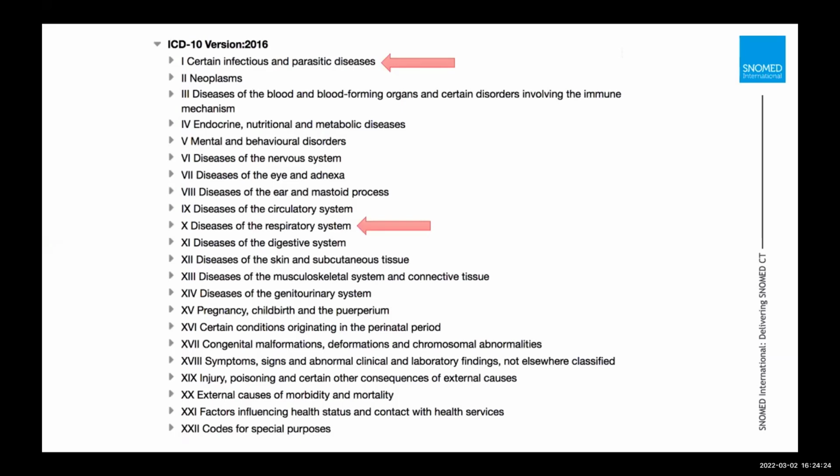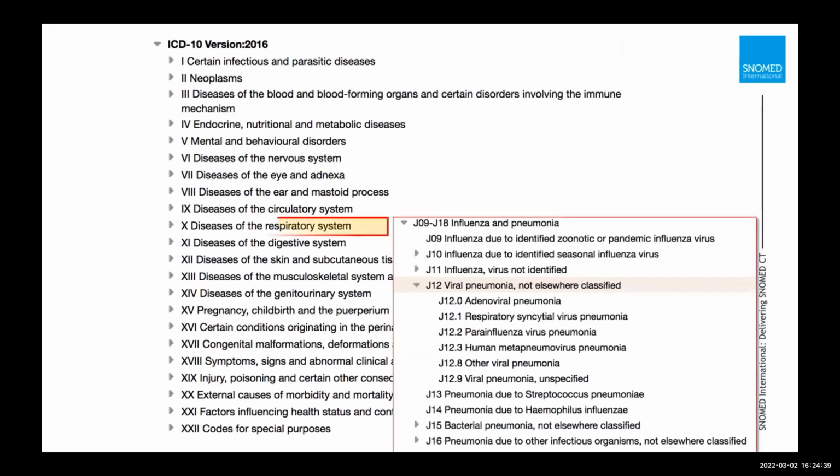So in theory, it could be in both chapters, but we know that in a classification, it can only exist in one of these chapters, because in a classification, codes can only be grouped into a single category. If we look inside chapter 10, which has the disease of the respiratory system, we see that this chapter contains the codes that start with the letter J. And in particular, we can find the code J12 for viral pneumonia, not elsewhere classified.